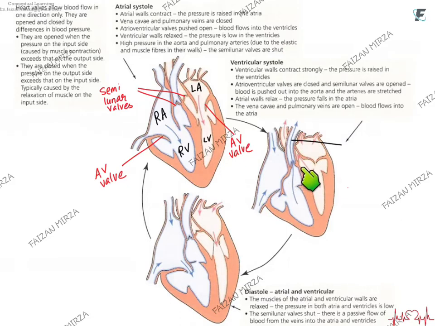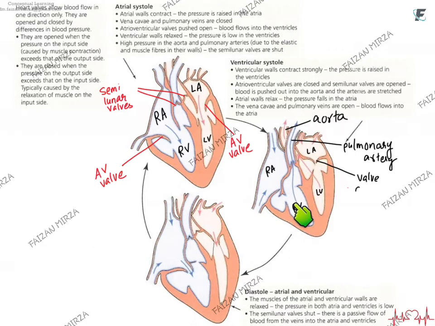Now comes the ventricular systole. In ventricular systole, you can see the ventricles have contracted, and if you just follow the valves, the blood is going out of the aorta, and the blood is going out of the pulmonary artery as well. The right atria and the left atria, you can see that the valves here are closed as well. These are the AV valves which are closed, bicuspid and tricuspid.